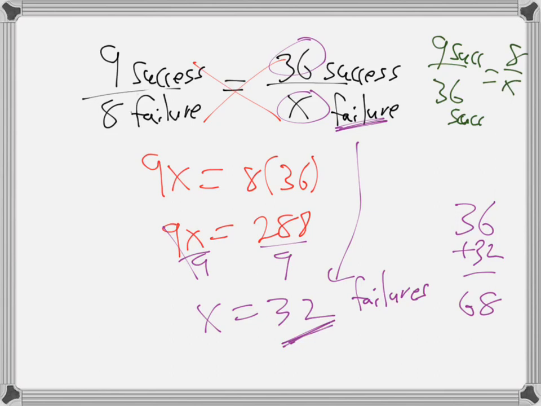Yeah, ratios can be set up any way that's consistent. So 9 over 8 is 36 over x, the same as small success over big, small failure over big. That'll work the same way. X will come out the same. And add them in the end. All right. Well, I hope that was somewhat helpful.